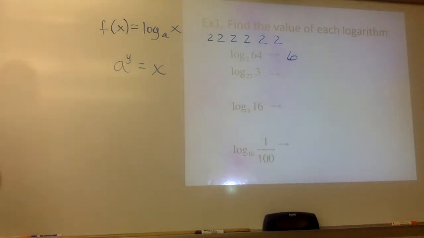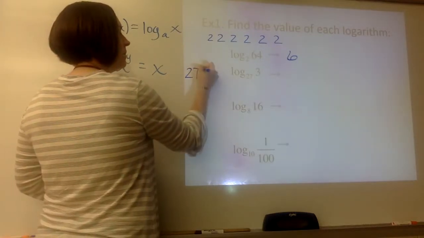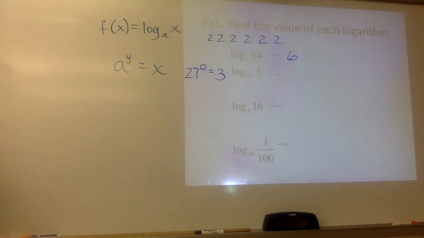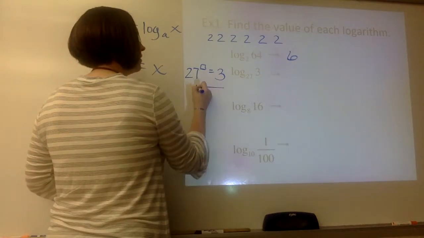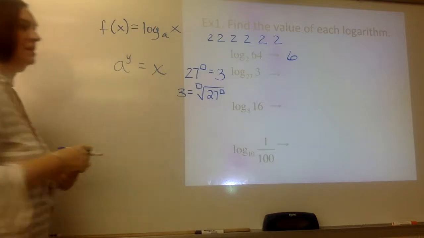Okay, now take a look at the next one. Log base 27 of 3. Your thought process should be 27 to what power gives me 3? What is the only way to take a base and make it smaller? You need to use roots, correct? So I have a root here. I don't know what this is. This is 27. I don't know what this is, but I know my answer has to come out to 3, correct?